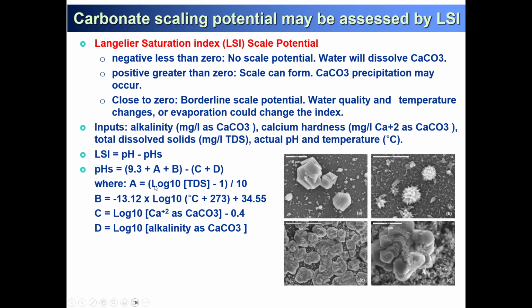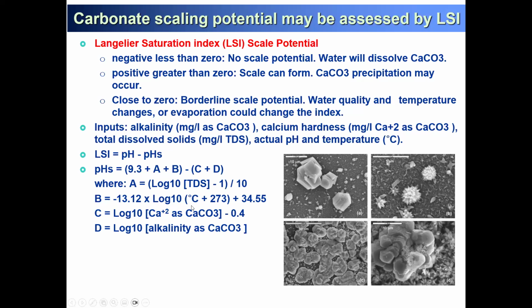So pH A is related to the log value of the total dissolved solids. If you have a high TDS, your A value is high, so pHs is high, which means you have a more negative LSI value, which means fouling potential is low. So if you have a high TDS, this will interfere with your calcium magnesium fouling potential so that you can reduce the overall LSI value.